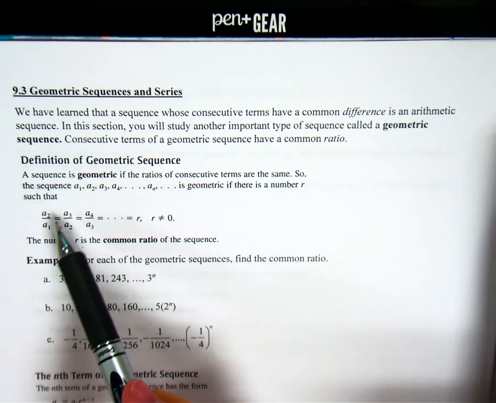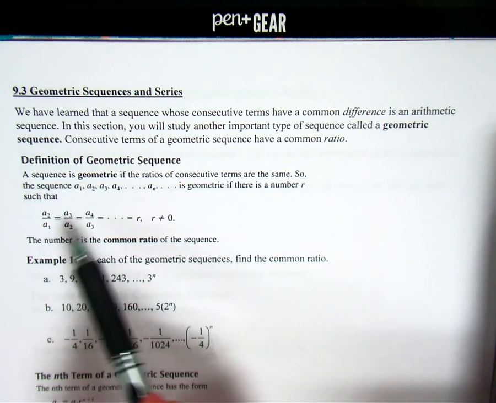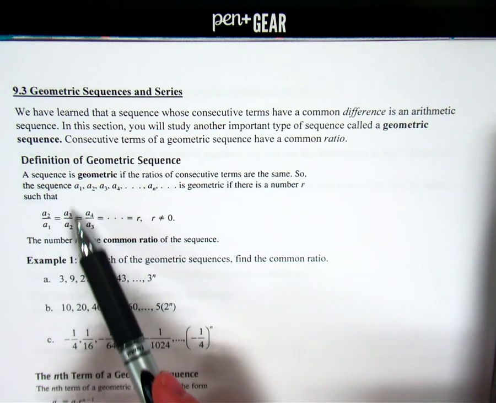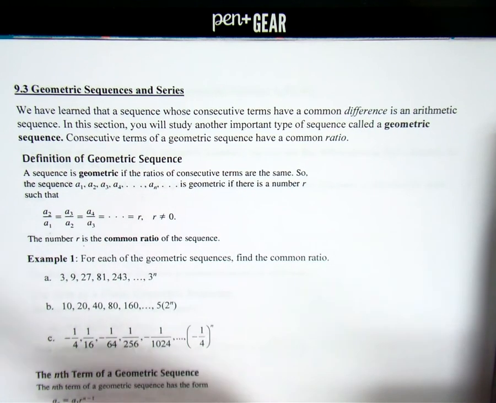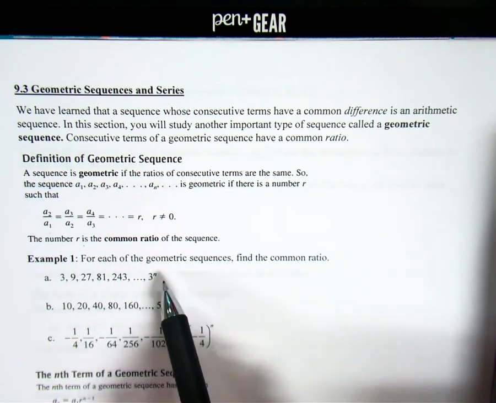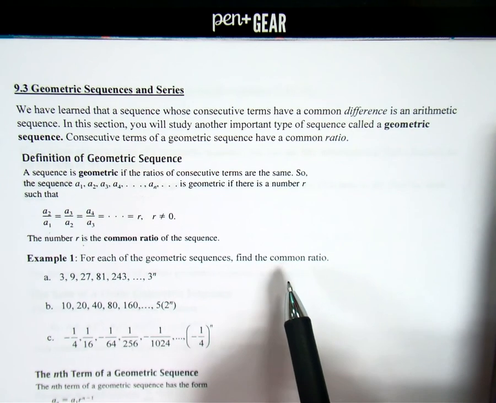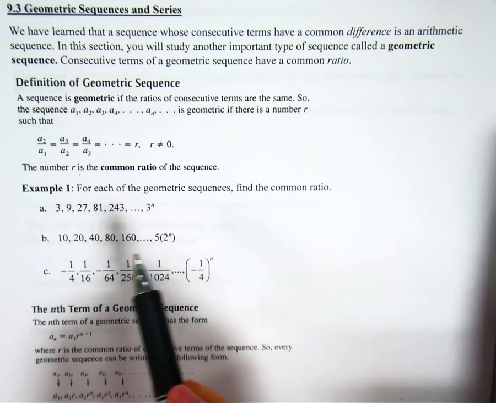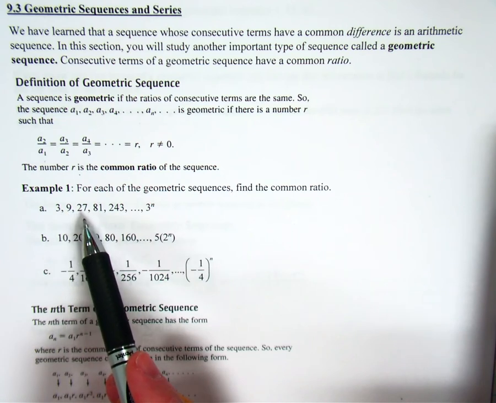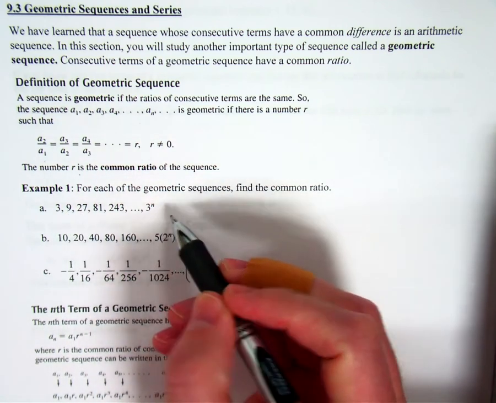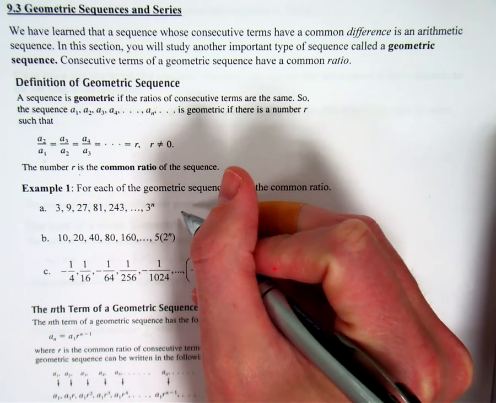So the second term divided by the first term would be the same number as the third divided by the second, would be the same as the fourth divided by the third, and so on. For each of the geometric sequences, find the common ratio. And again, they kind of give it away with the last thing here, but 3, 9, 27. These are all 3 to the n, so they're multiplying by 3s.